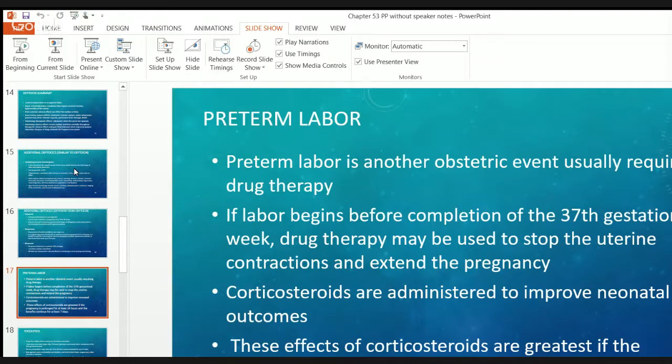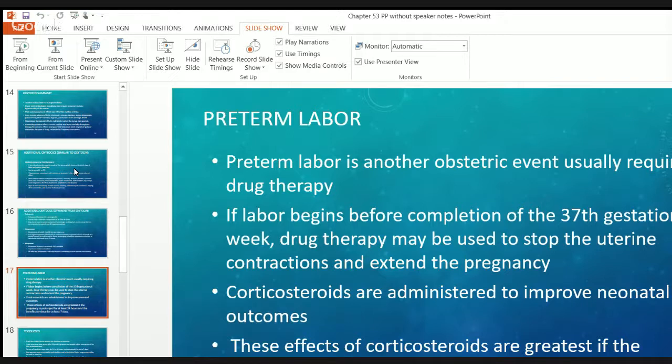And you see, the next thing we talk about is the use of these corticosteroids, which are going to be administered to improve the neonatal outcome, primarily by increasing lung maturity. The effects of the corticosteroids are greatest if the pregnancy is prolonged for at least 24 hours, and the benefits continue for at least 7 days.